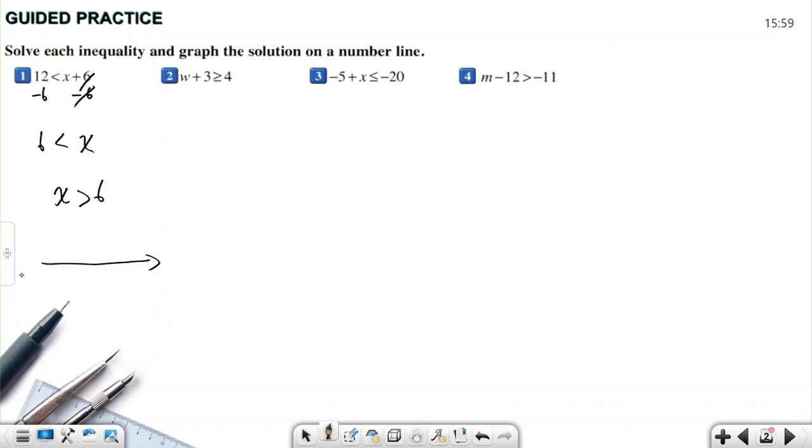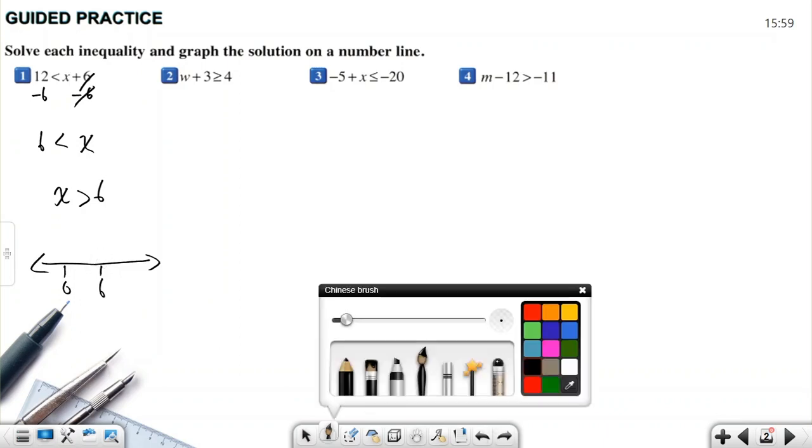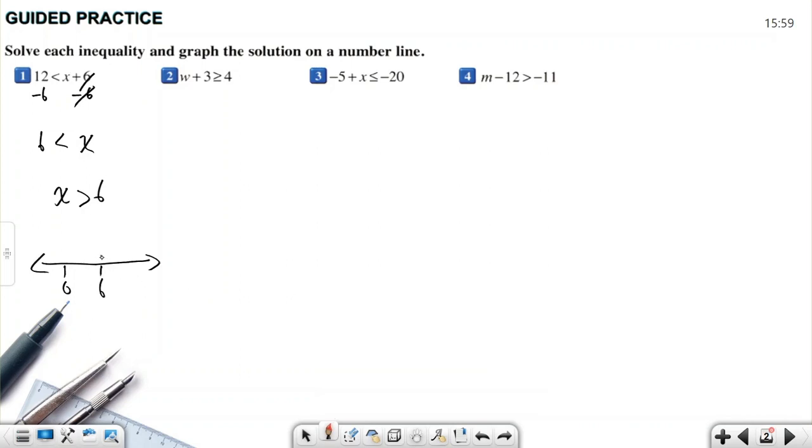So we need to show it on the number line. I can say that 0 is here, 6 is here, so x is greater than 6. So 6 is not included. Let's use a different color here. 6 is not included, so I'm going to draw an empty circle on the 6, and the right side of the number line is all greater than 6: 7, 8, 9, 6.1, 6.2. So that's the graph of the solution.